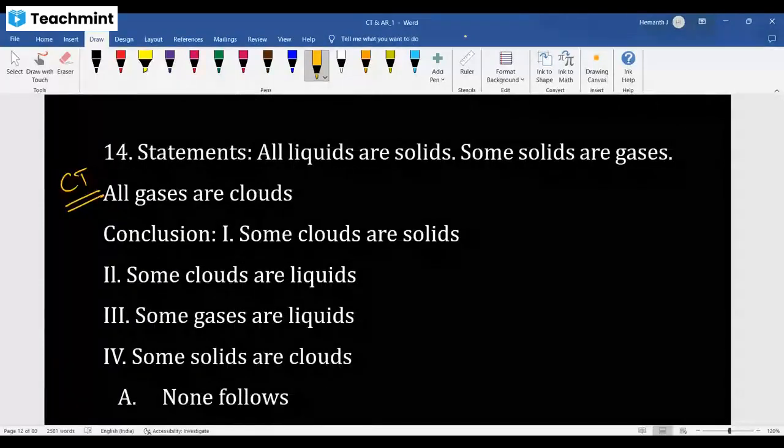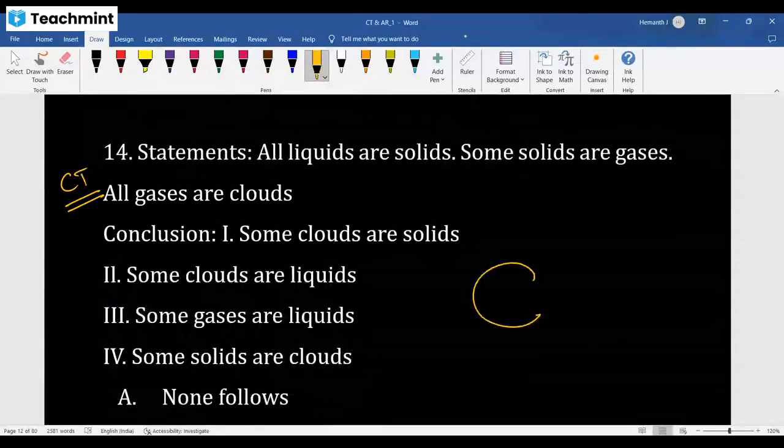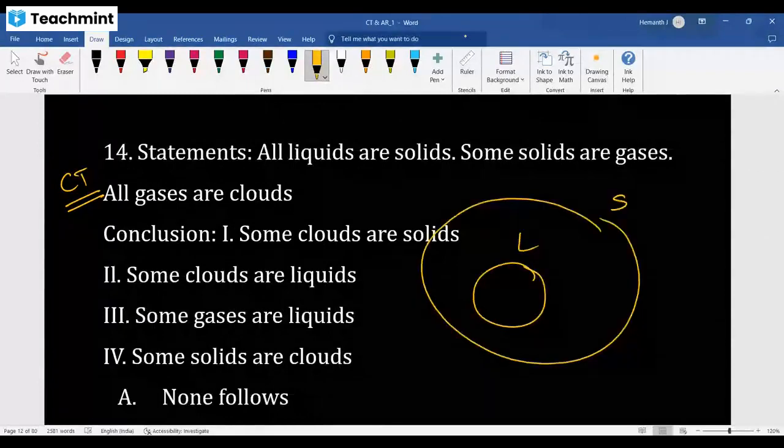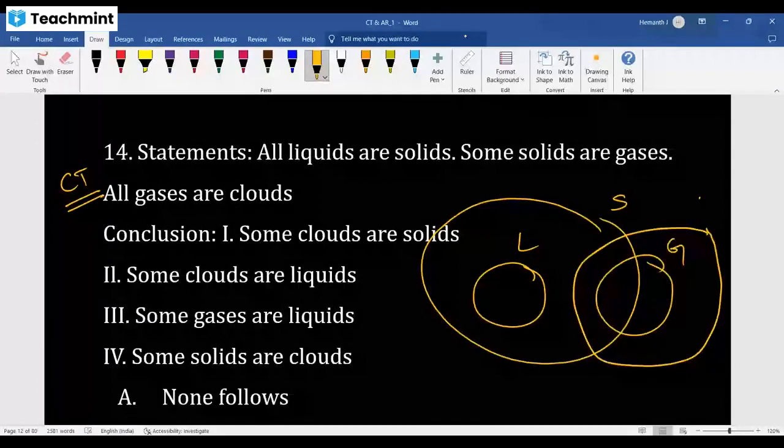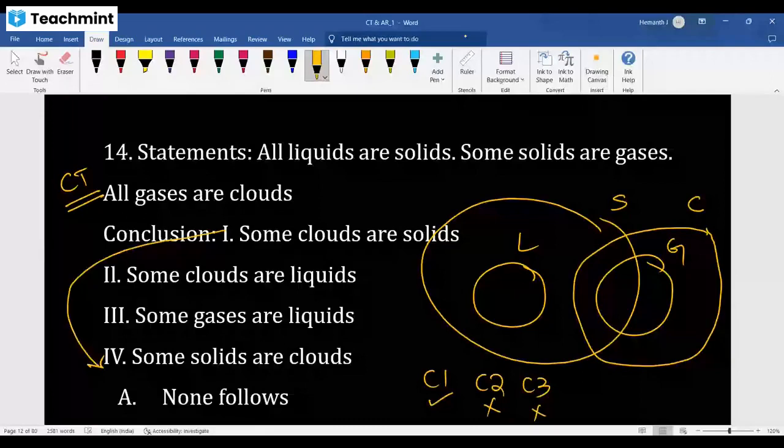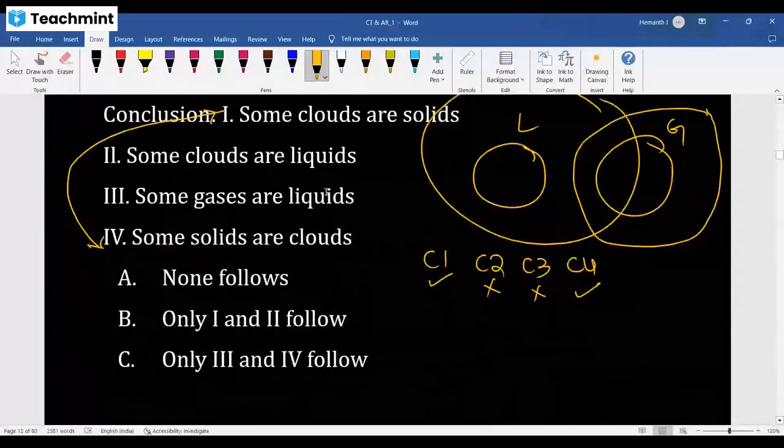All liquids are solids. Some solids are gases. All gases are clouds. Now, some clouds are solids: first one correct. Some clouds are liquids, wrong. Some gases are liquids, wrong. Some solids are clouds, yes, definitely. When the first one is true, the fourth one will be true, dear. Clouds and solids having a connection means solids and clouds also have a connection. So 1 and 4 follows is the answer.